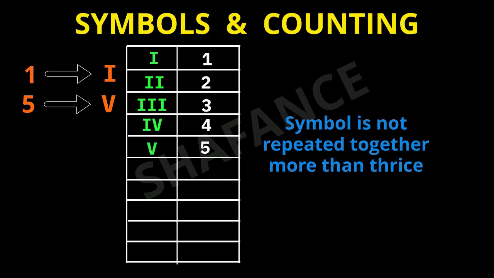Now we have to add on 5. For 6, we add symbol of 1 on the right hand side. Right hand side means we are adding, and left hand side means we are subtracting. So symbol of 7 is this, and we write 8 in this manner. Now the symbol of 1 is repeated thrice, so it cannot come again.